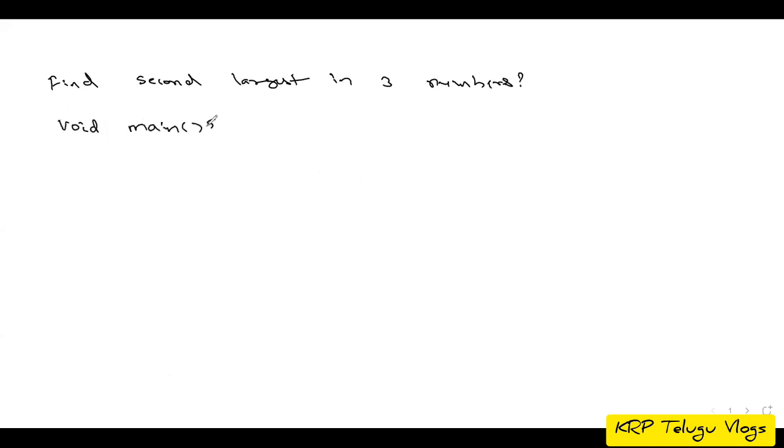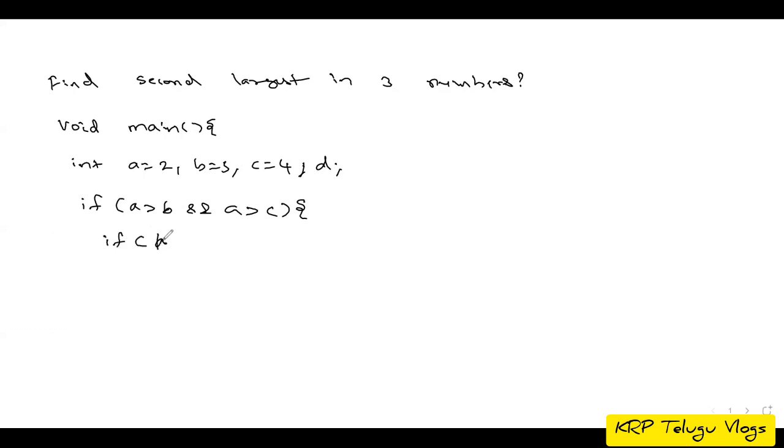Void main. So int a is equal to 2, b is equal to 3, c is equal to 4. I don't know which number is the second largest number, so I will store the second largest number in d. So if a is greater than b and a is greater than c, if a is the largest number, then you have to make a fight between b and c for the second largest.